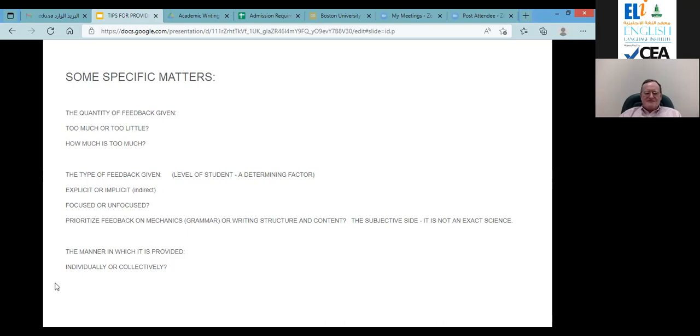I don't know. What do you think, do most teachers give too much or too little, or how much is too much? Again, perhaps it depends on the student. It depends on the level. It depends on the mistake, or the number of mistakes, the complexity of the level. How much? Yeah. Do we correct everything?